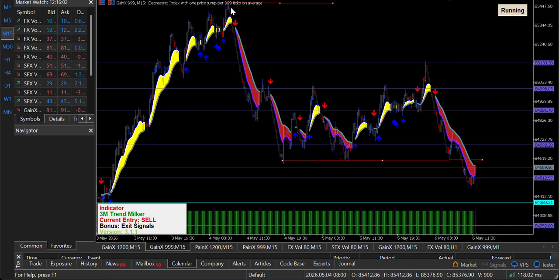Which is switching from one trend to another. So that was what we experienced here. It switched from an uptrend into a downtrend. You can see the color of the indicator changing. It changes from yellow to red. Yellow is uptrend, red is downtrend. It changed at that point.